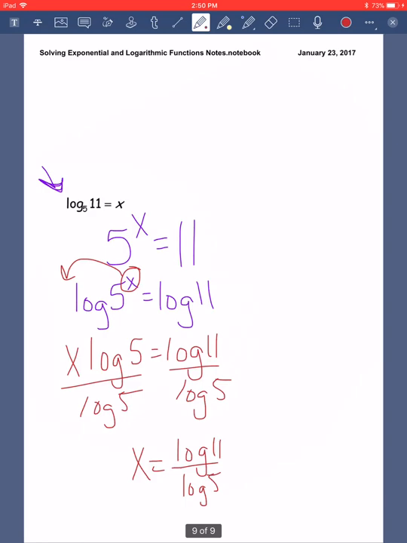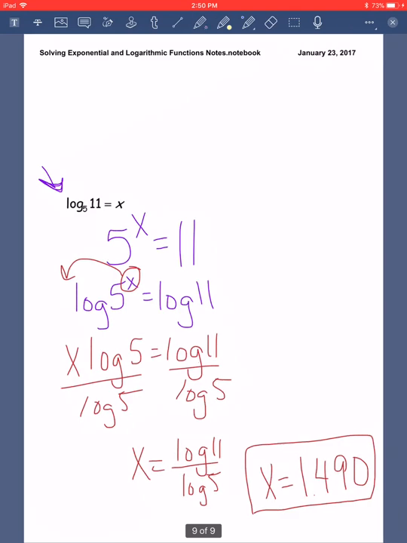So in my calculator, I'm going to put in log 11 and close the parenthesis after the 11 and divide it by the log of 5, close parenthesis, and I get that x equals, we're going 3 decimal places, so 1.4, it's 898, so it's really 1.490. So x equals 1.490. And that is it for solving exponential and logarithmic functions.